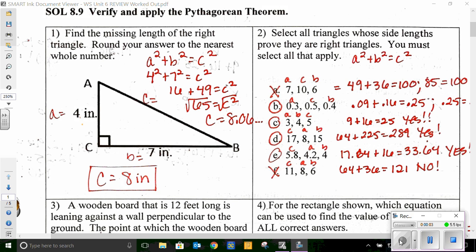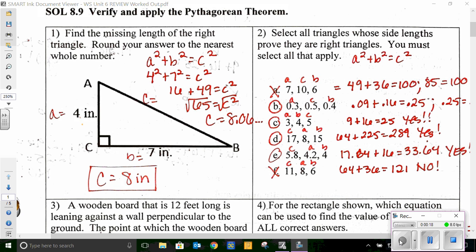This is your unit review for Unit 6, all worked out. I'm going to explain all the work. If you need to pause as I explain, feel free and check your answers. So SOL 8.9 is to verify and apply the Pythagorean theorem.